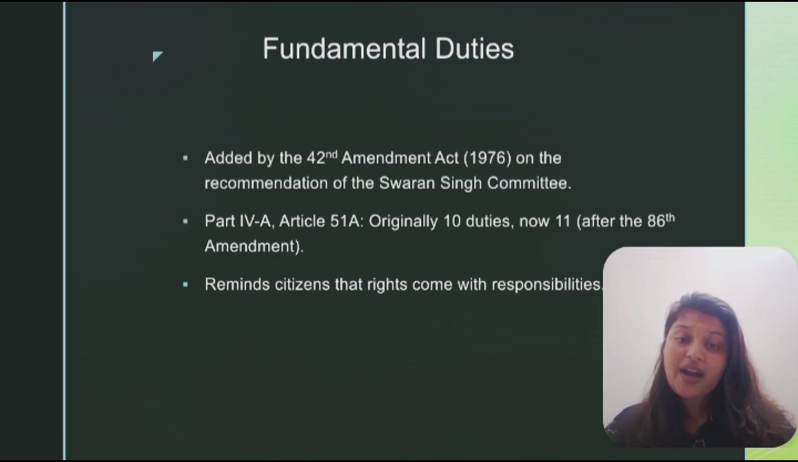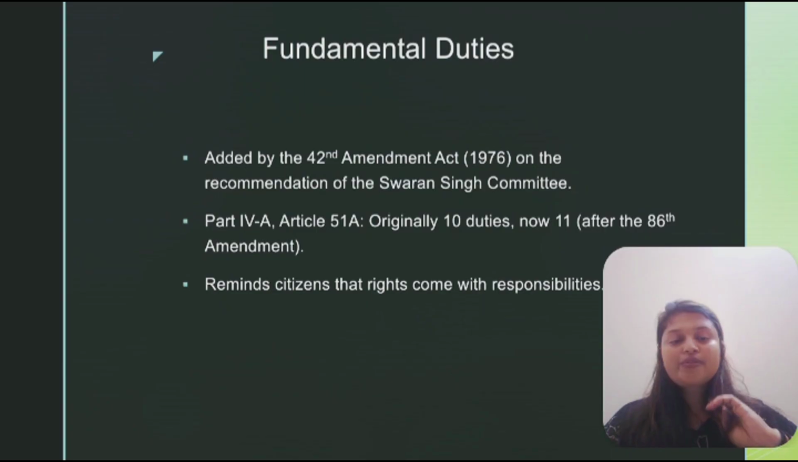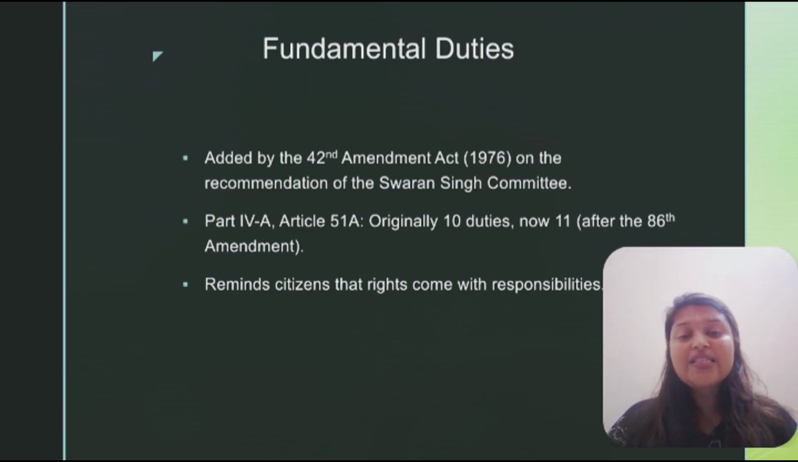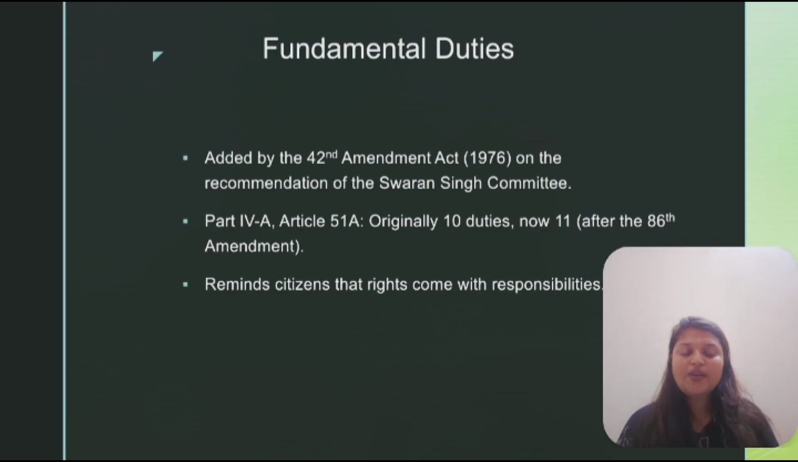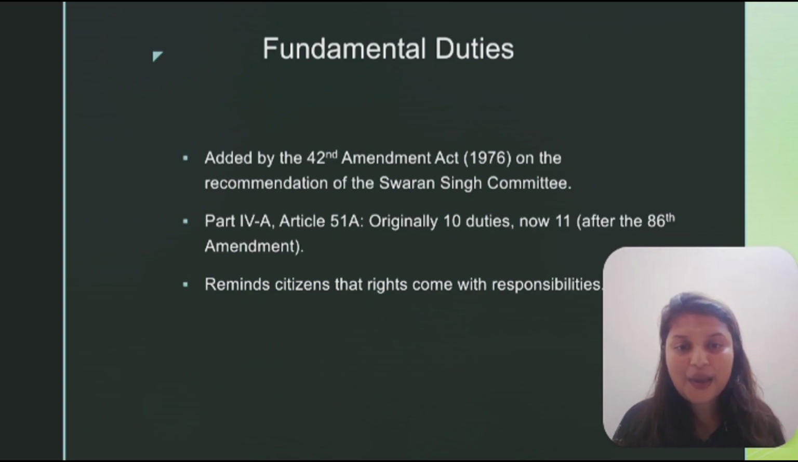And when there is a right, there will also be duty, right? Such duty is inserted by the 42nd Amendment to our Indian Constitution. Thus we have fundamental duties. Originally, when the Constitution was formed and enforced, we did not have this concept of fundamental duties. It was inserted into our Indian Constitution by way of the 42nd Amendment. And what is the year?